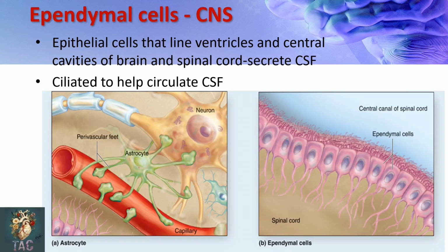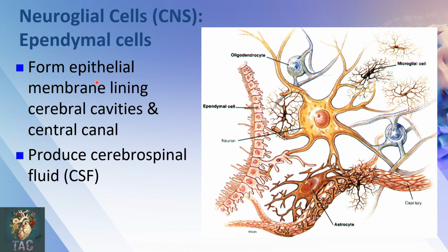So the next type of cells are the ependymal cells. These ependymal cells are simple cuboidal to columnar cells that line the fluid-filled cavities, that is the ventricles and the central canals of the brain and spinal cord, and they secrete the CSF. These are ciliated to help circulate CSF, and where they secrete the CSF, they help in the formation of the arachnoid granulations. So ependymal cells form an epithelial membrane lining the cerebral cavities and central canal, and they produce the cerebrospinal fluid.